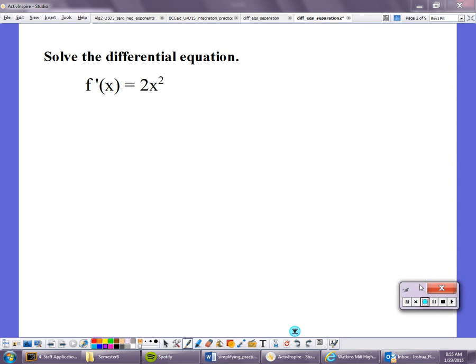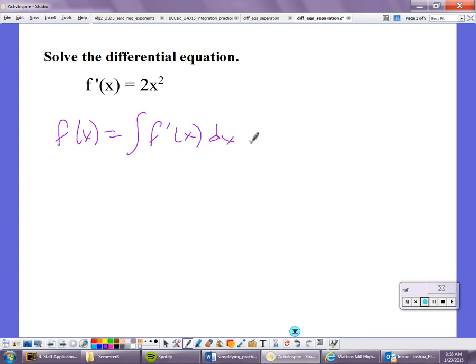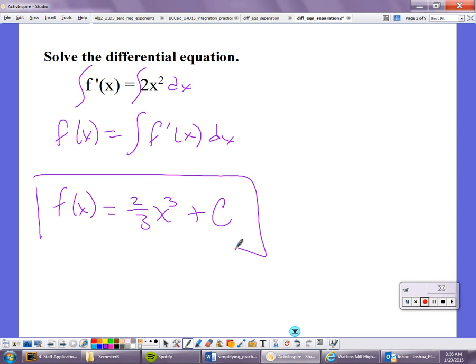Okay, so go back to what we did before. We have a straightforward, familiar differential equation here. Derivative of f of x, or f prime of x, equals 2x squared. So we know that f of x is the integral of f prime of x dx. So we just do the integral and say f of x equals the antiderivative of 2x squared, which would be 2/3 x cubed, plus c, and we've got our answer. So this one's really easy.